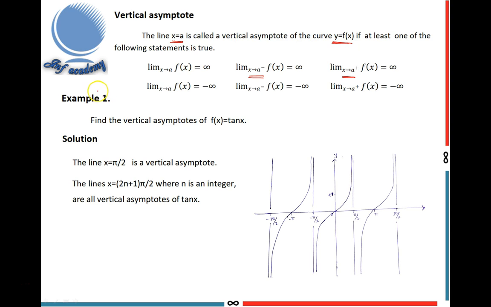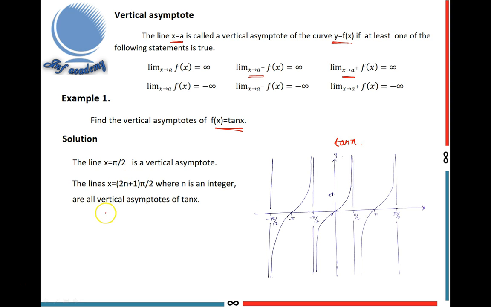Next, let us discuss an example of how to find the vertical asymptote of a curve. Find the vertical asymptote of the curve f of x equal to tan x. Here I draw the curve of tan x. Tan 0 is 0, tan 45 is 1, and tan pi by 2 is infinity. This is the diagram of the tan x curve.